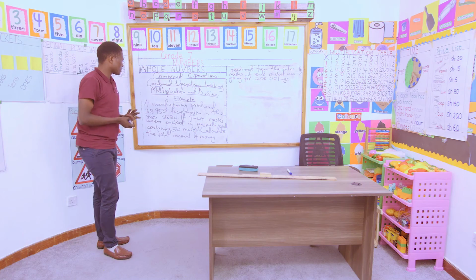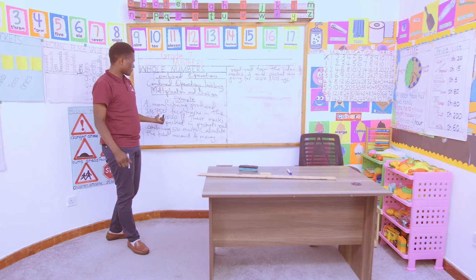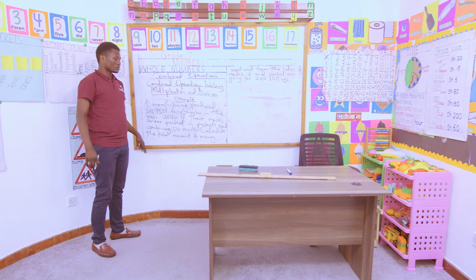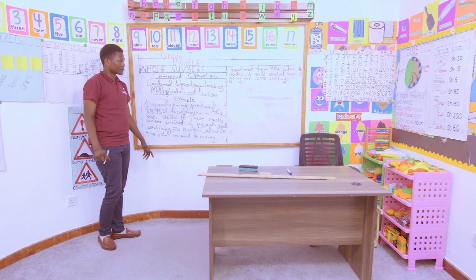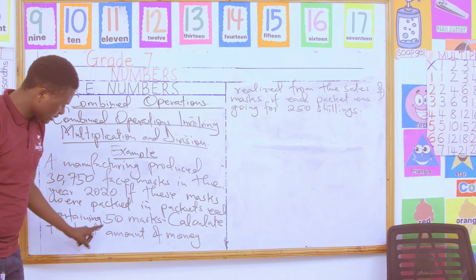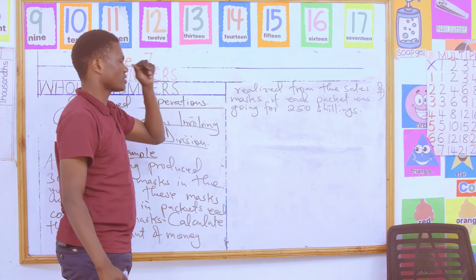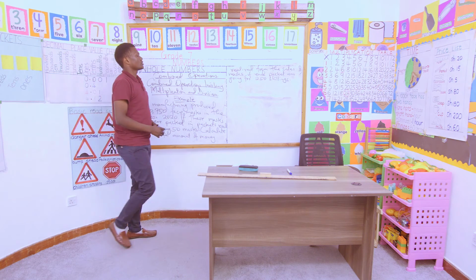So here we have a manufacturing company that is producing masks. So they managed to produce a total of 30,750 face masks. So in the year 2020, in order to sell these masks, they decided to pack them in packets, each with a capacity of 50 masks. So each packet containing 50 masks was going for 250 shillings. How much money was realized from the sales? So solution.